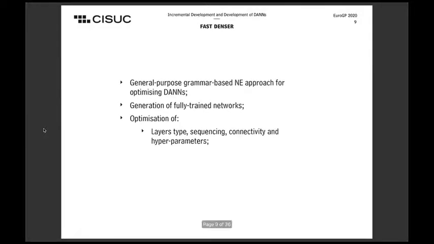In particular, FastDenser can optimize the layer types, their sequence with connectivity, and hyperparameters. That is, for example, if you are talking about a convolutional neural network, you want to optimize where to place convolutional and pooling layers, and what are the right parameters for a given convolutional layer, and to which layers should that particular convolutional layer be connected.